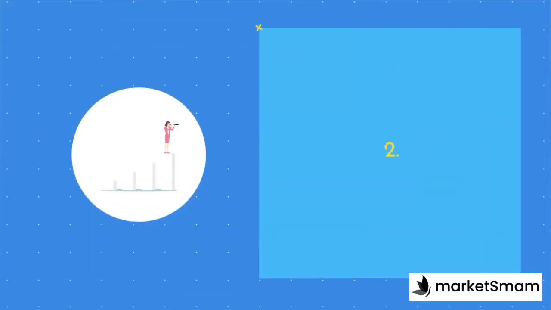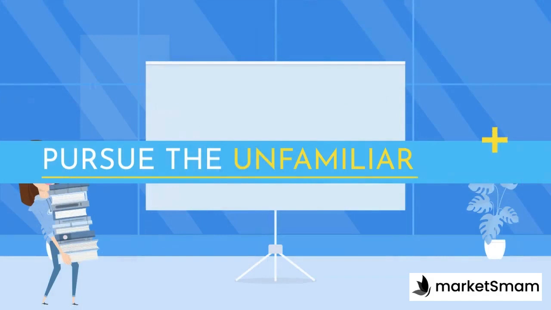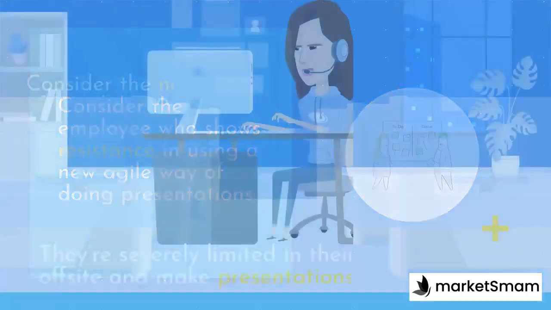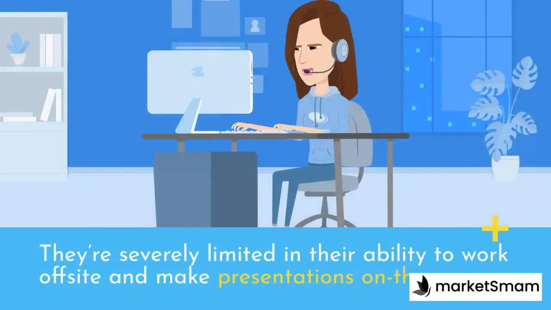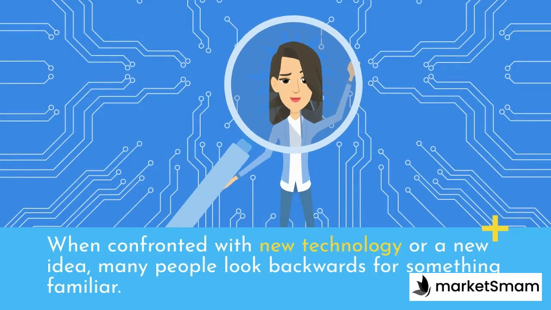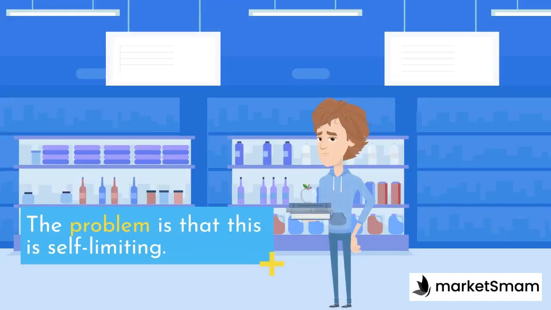2. Pursue the unfamiliar. Consider the employee who shows resistance in using a new agile way of doing presentations. They're severely limited in their ability to work off-site and make presentations on the go. When confronted with new technology or a new idea, many people look backwards for something familiar. The problem is that this is self-limiting.